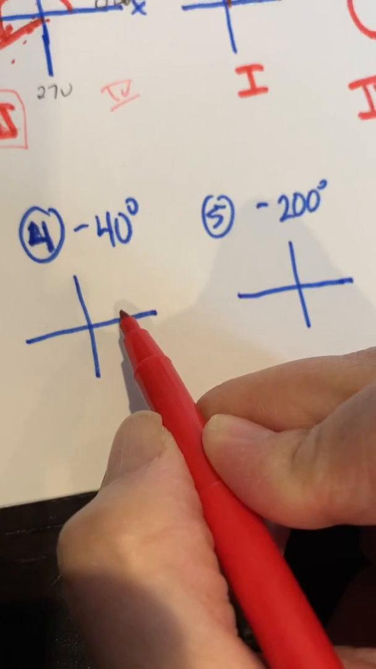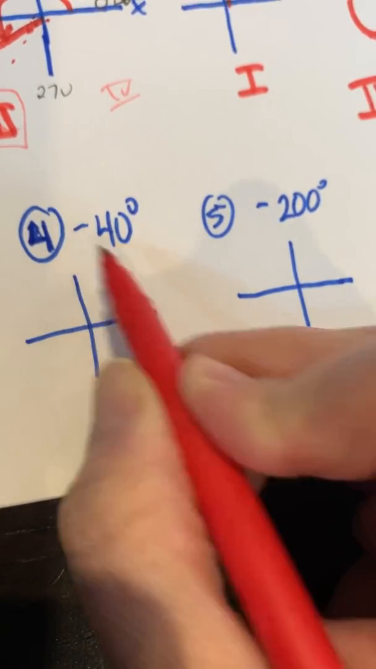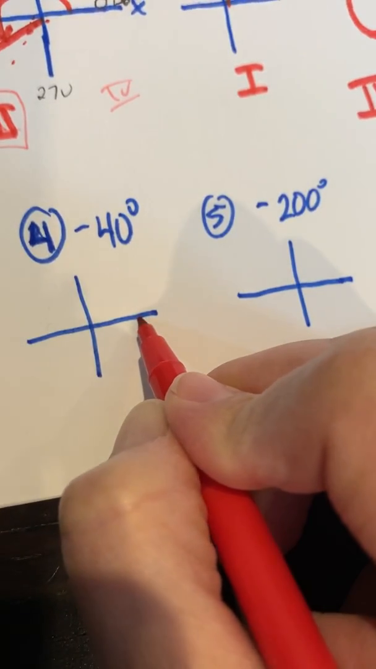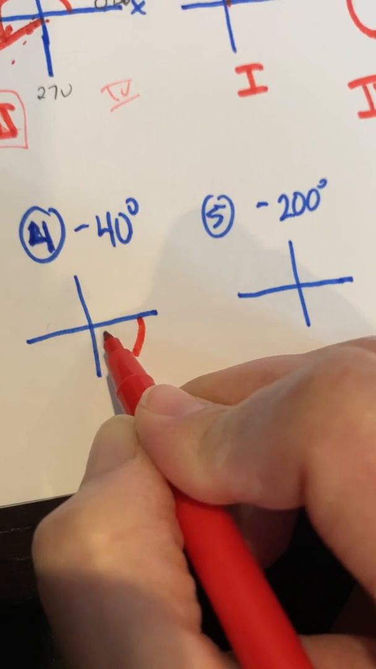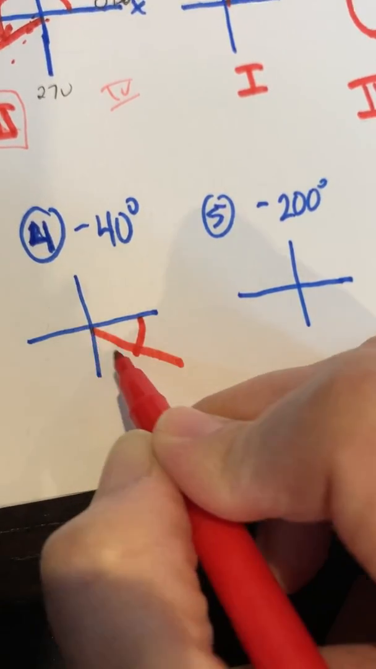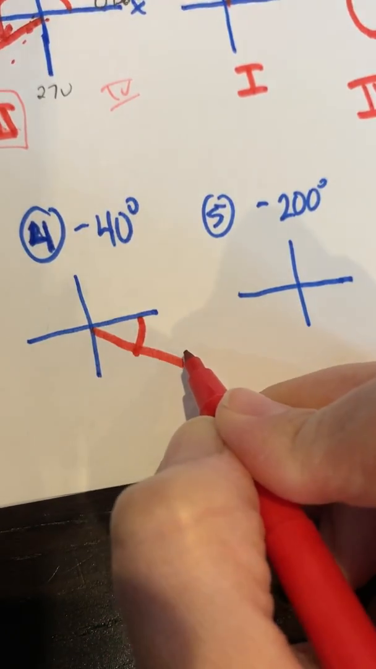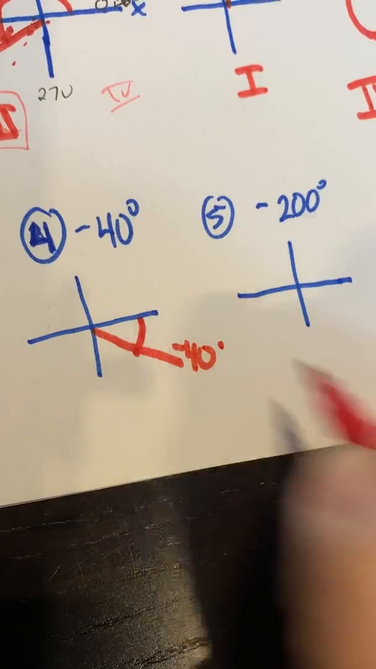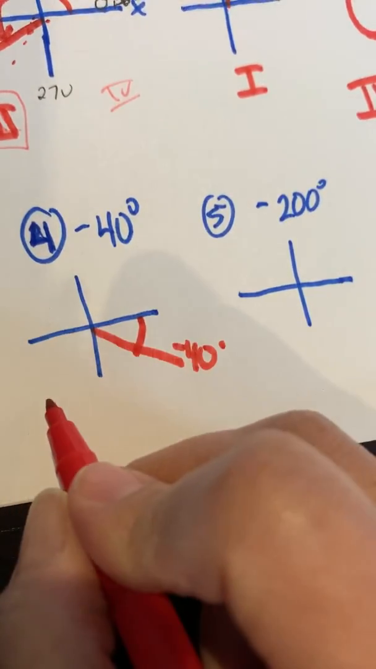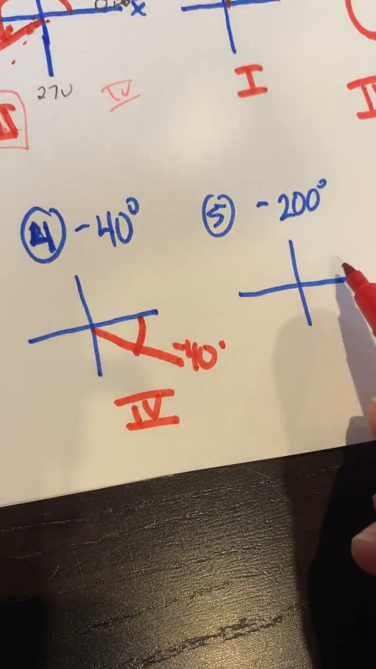I would normally go up if it's positive, but because of the negative, I go down. So this is going to go down. And it only goes up to 40 degrees; halfway through is 45, so that's about 40. So I would say negative 40. That's in quadrant 1, 2, 3, 4. There you go.